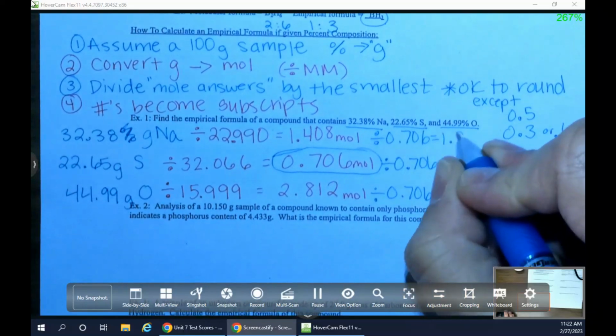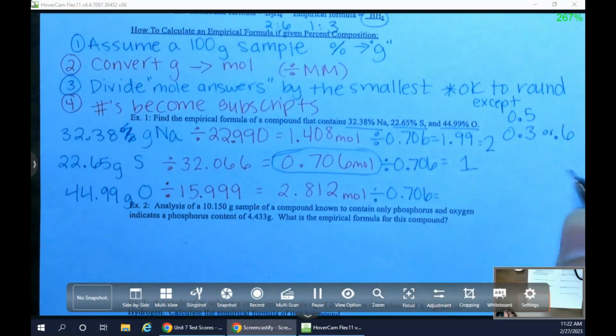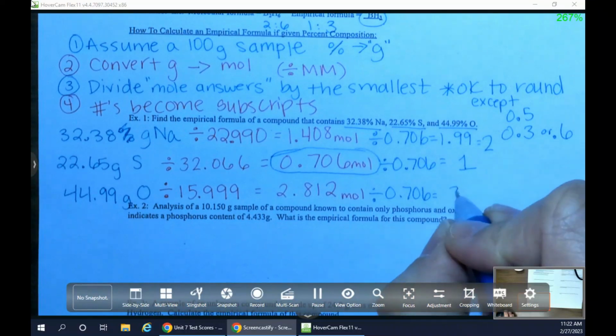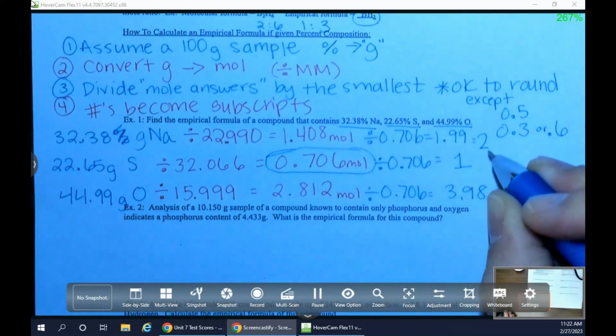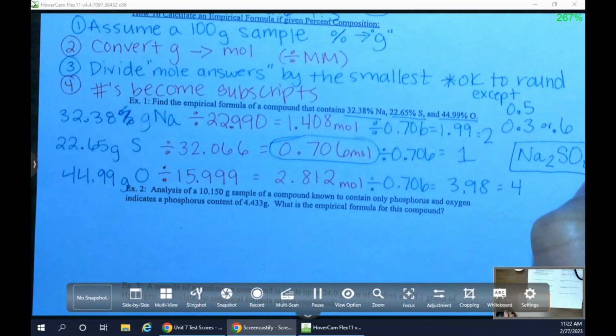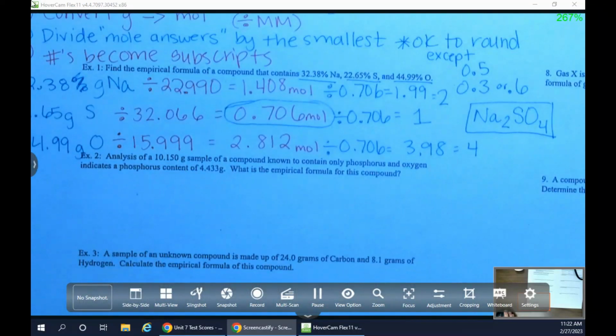So this one I got 1.99, so I'm going to round that up to 2. This one obviously is a 1. This one I got a 3.98, which is about 4. So we have a 2-1-4 ratio, so our answer is Na2SO4. Who is that compound? Sodium sulfate.